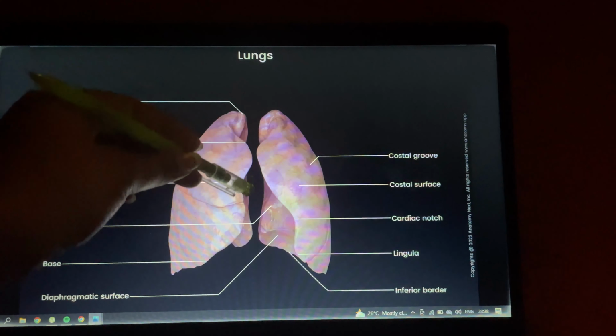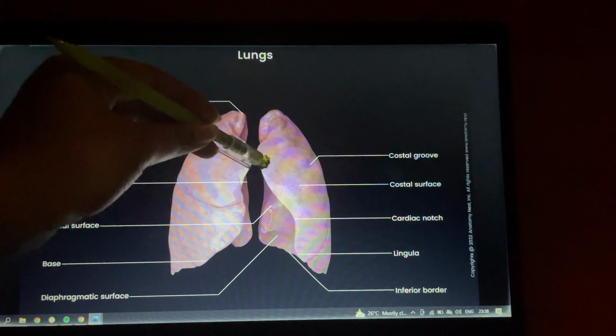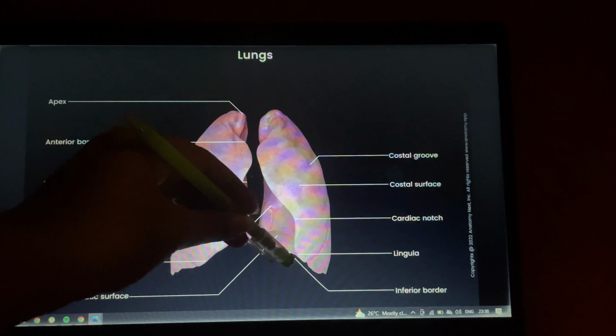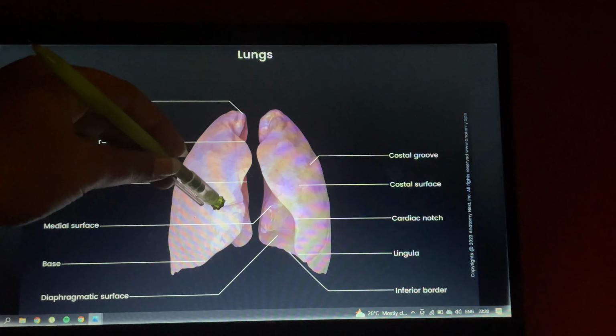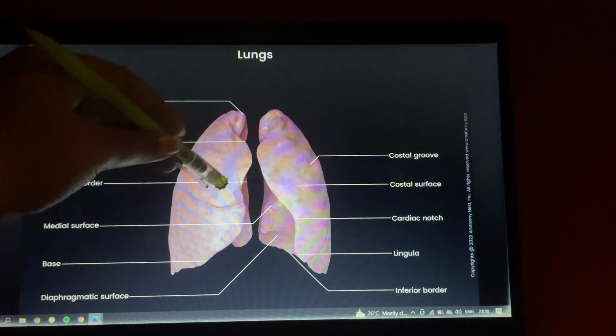This is the anterior border of the right lung, and this is the anterior border of the left lung, and the anterior border is very thin. It is shorter than the posterior border.